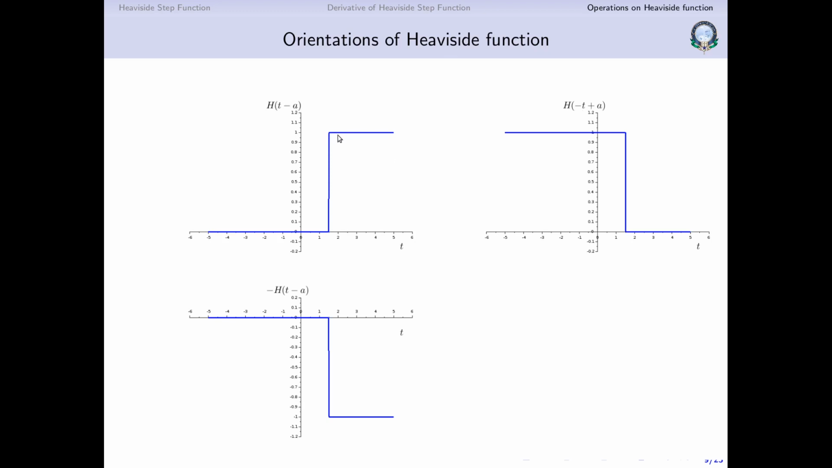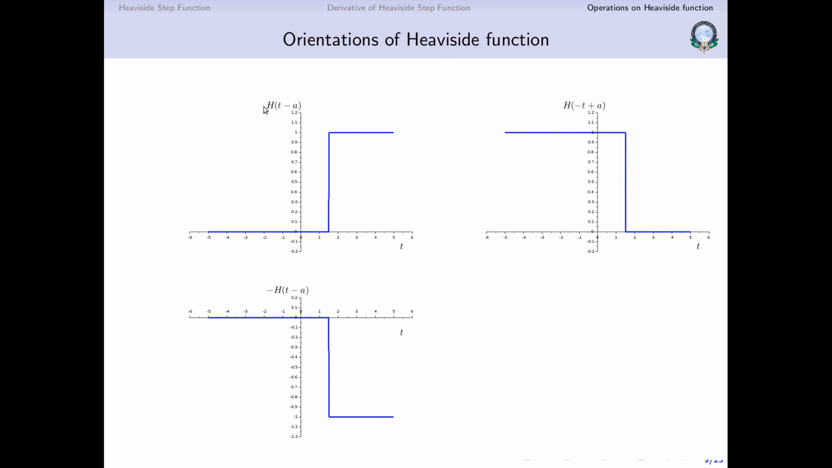In that case, wherever it was 0 earlier, those points will now take the value 1, and wherever it was 1, those points will take the value 0. The point where this happens is still a. Here at a there was a step, and here also at a there will be the particular step. So this is what happens.